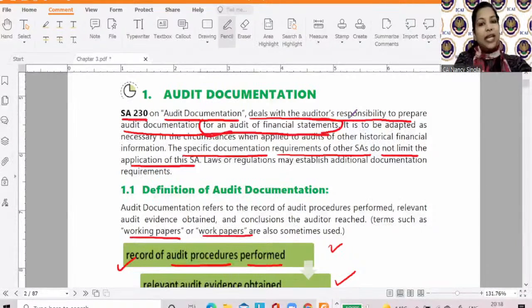So every SA deals with auditor's responsibility. So what auditor's responsibility is contained in SA 230? It deals with the auditor's responsibility to prepare audit documentation for an audit of financial statements. And I told you that individual requirements are given in specific SAs, but those do not limit the requirement of this SA. जो वो वाले SA हैं जैसे 300, 320, 315, they are talking about the documentation with respect to whatever has been covered there. But this audit documentation, it says that throughout the audit, you need to maintain audit documentation.